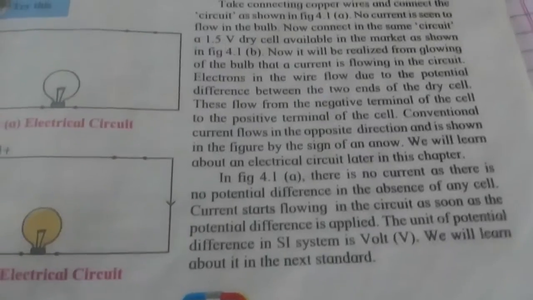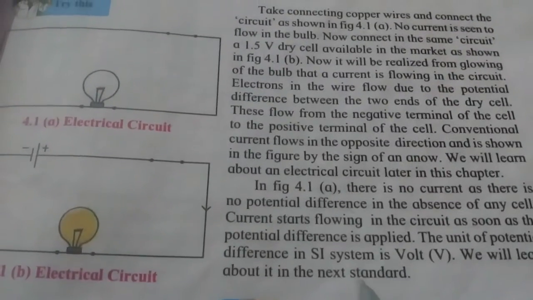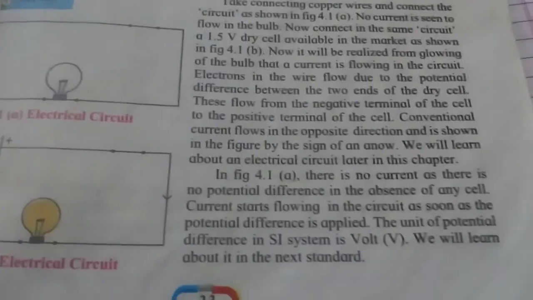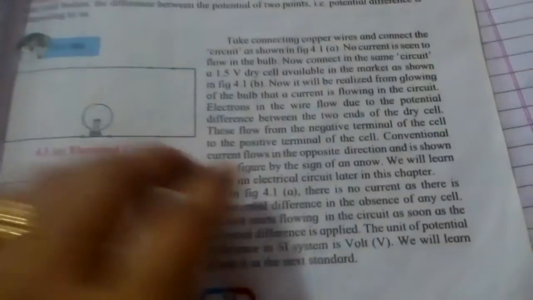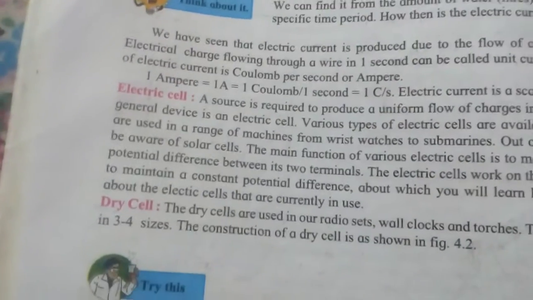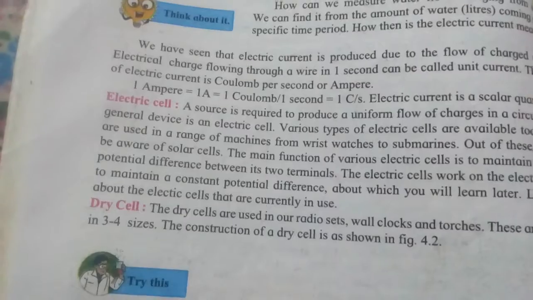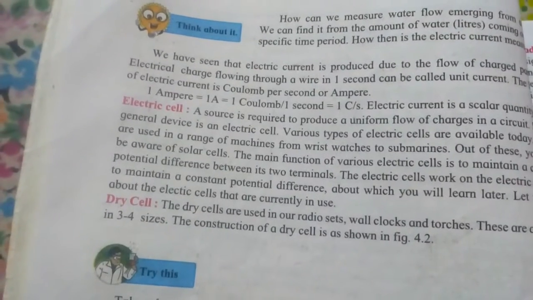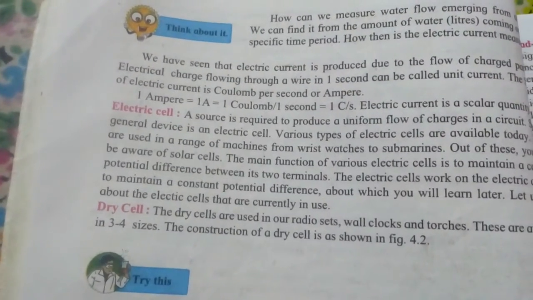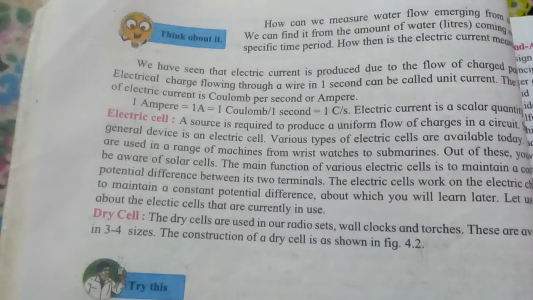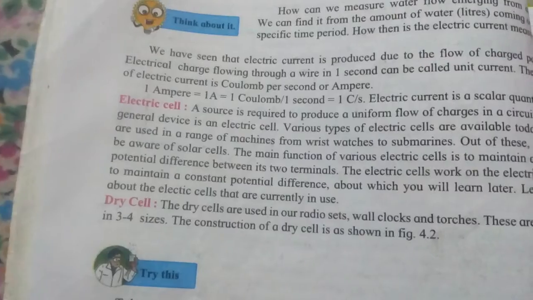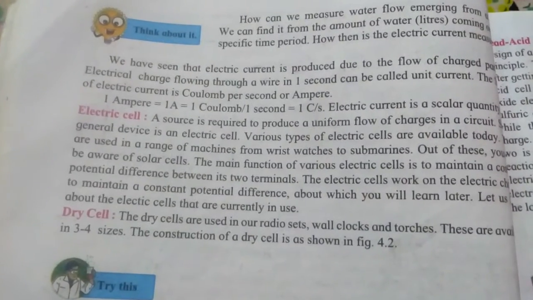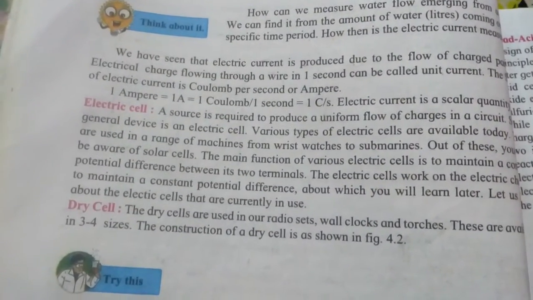The unit of potential difference is volt, and as we have discussed previously, the unit of electric current is ampere. And here the same things are given, that 1 ampere is equal to 1 coulomb per second, and electric current is a scalar quantity because it is independent of direction, and only the magnitude or the largeness of electric current is taken into consideration. Because of this, electric current is a scalar quantity.